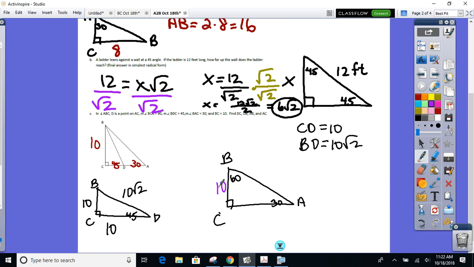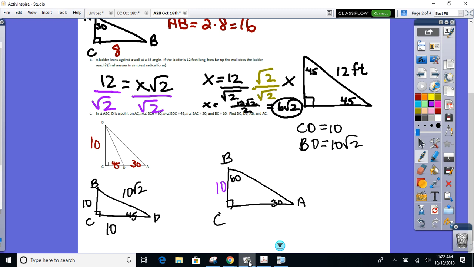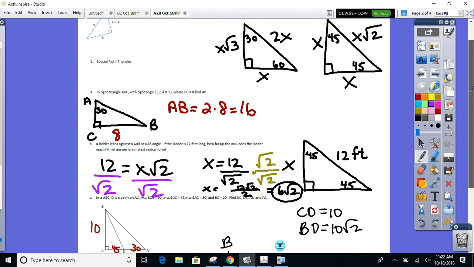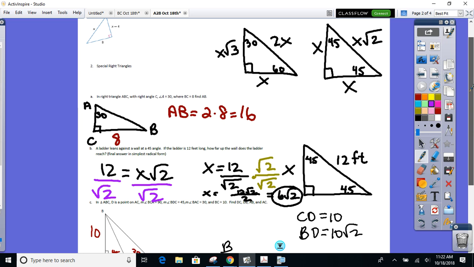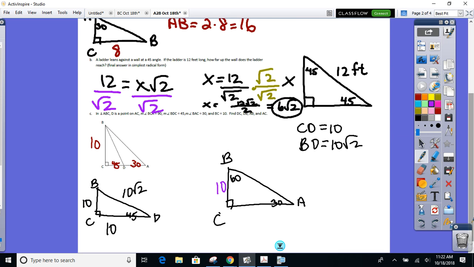So if 10's across from the 30, what's the hypotenuse? They're across from the 90. If that's 10, what's your hypotenuse then? Look back if you need to. What's my hypotenuse? What's the relationship between the side across from 30 and the side across from 90? All I have to do is what? Okay, go ahead. What's the hypotenuse?